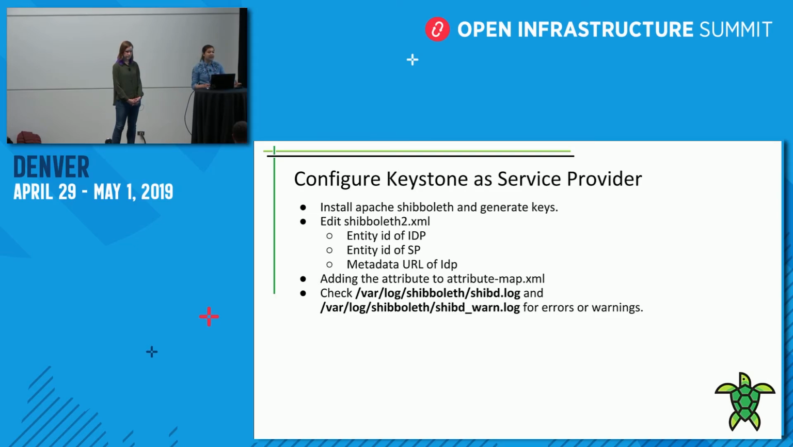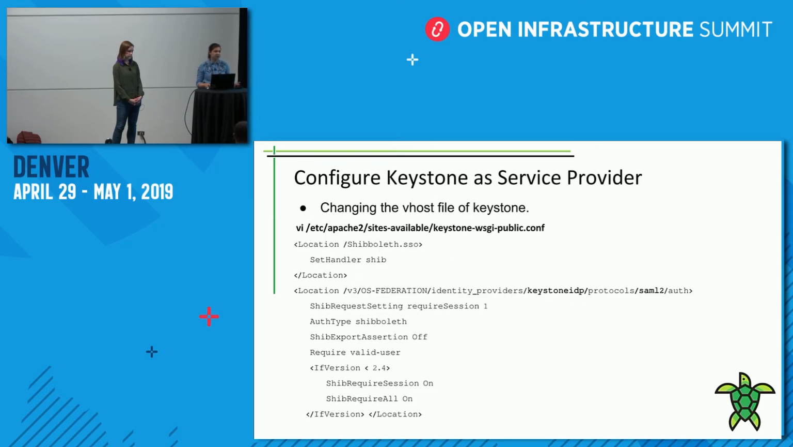We also need to add the remote type attribute, that was OpenStack user in our case, to attribute-map.xml. Shibboleth generates some log files for errors or warnings if they occur, so we can check those log files. Every time the user hits these authentication endpoints, the user should first be authenticated with the federation protocol before moving to Keystone. So to enable the proper routing through mod_shib, we have to edit our vhost file of Keystone and add some location directives to it. It generally states that we have to run Shibboleth and an authenticated user is acceptable to it.